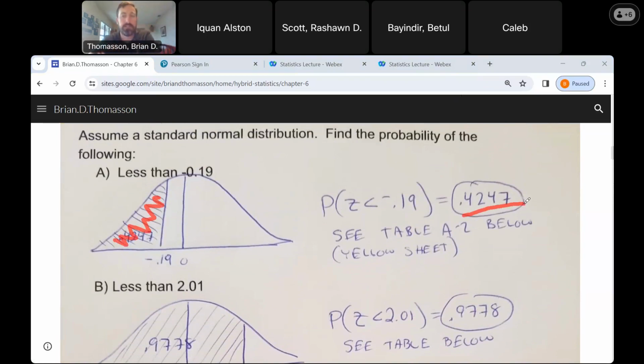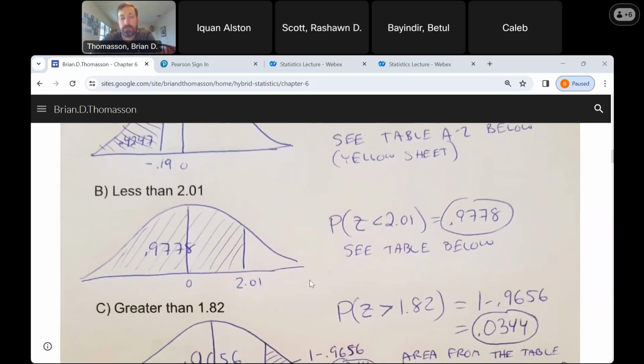We'll do a few of these by the table, and then I'll introduce StatCrunch to show you how StatCrunch can help on this. So let's see what happens with part B. Same idea, but now we're trying to find the probability of less than 2.01. The only thing that's changed is that instead of a negative number, we have a positive number. We have 2.01, which is going to be to the right of 0, and we're still trying to find the area to the left, everything less than that.